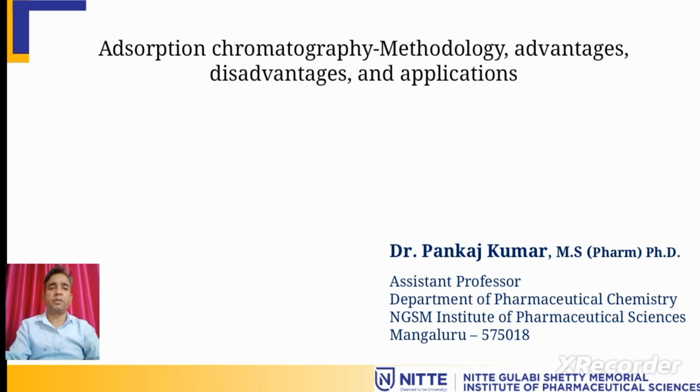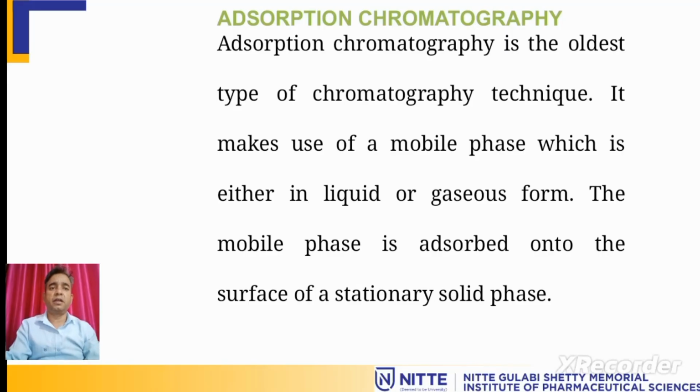Before we go into absorption chromatography, let us see how it works. This is the oldest type of chromatographic technique. It makes use of a mobile phase, which is either in a liquid or in a gaseous form. The mobile phase is absorbed onto the surface of a stationary solid phase. So the compound which has to be separated is placed onto the stationary phase, and it is flowed with a mobile phase, which can be either a liquid or a gas. When we use a combination of a stationary phase and mobile phase, the mixture of compounds gets separated into individual components, right?